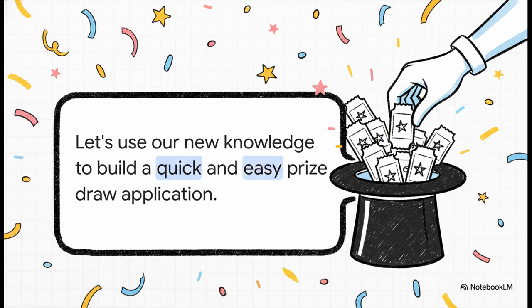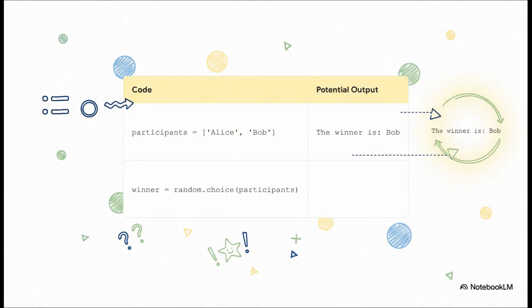Let's find out. And I mean, look how simple this is. We just make a list of our participants, Alice, Bob, Charlie. Then we use our new friend, random.choice, to just pick one name out of that hat. That's it. In basically 2 lines of code, we have a fair and random winner.